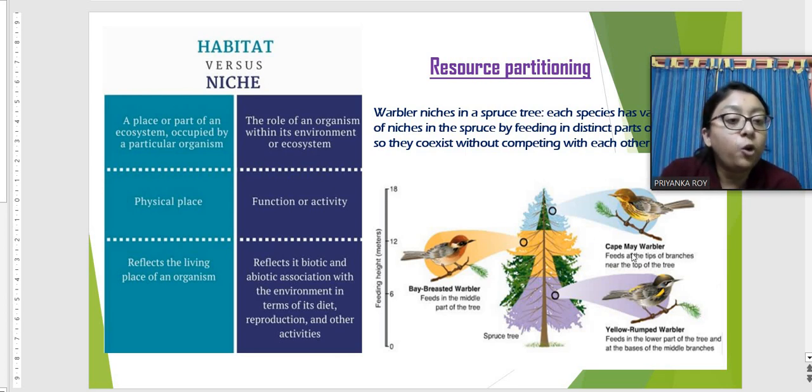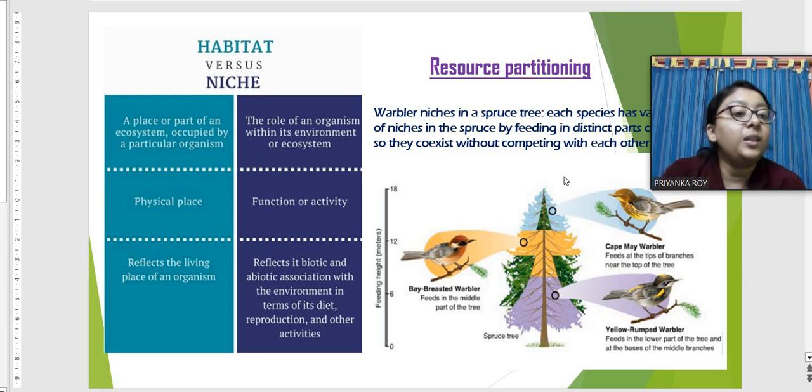So this Cape May warbler feeds at the tip of the branches near the top of the tree, the bay-breasted warbler is feeding in the middle part of the tree, and the yellow-rumped warbler is feeding in the lower part of the tree at the base of the branches. So you can clearly see that they have partitioned whatever resources they have among themselves so that the competition is minimum. So they can coexist together without competing with each other, without eliminating any of the species.